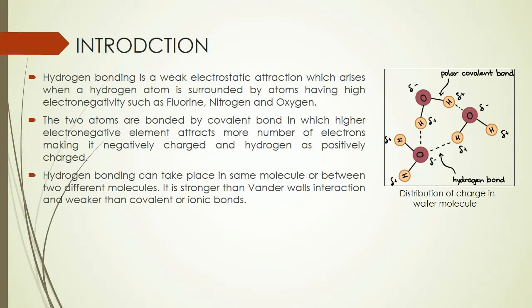Introduction. Hydrogen bonding is a weak electrostatic attraction which arises when a hydrogen atom is surrounded by atoms having high electronegativity such as fluorine, nitrogen and oxygen. The two atoms are bonded by a covalent bond in which the more electronegative element attracts more electrons, making it negatively charged, and hydrogen is positively charged. Hydrogen bonding can take place in the same molecule or between two different molecules. It is stronger than van der Waals interaction and weaker than covalent or ionic bonds.